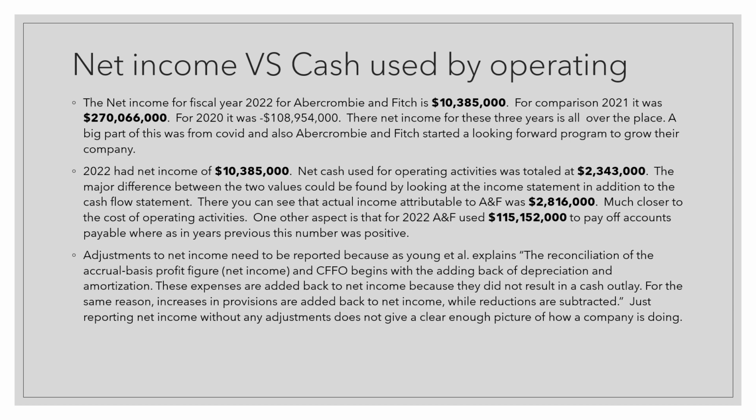Adjustments to net income need to be reported because, as the textbook explains, the reconciliation of the accrual-based profit figure, net income, in CFFO begins with the adding back of depreciation and amortization. These expenses are added back to net income because they did not result in a cash outlay. For the same reason, increases in provisions are added back to net income while reductions are subtracted. Just reporting net income without any adjustments does not give a clear enough picture of how a company is doing.